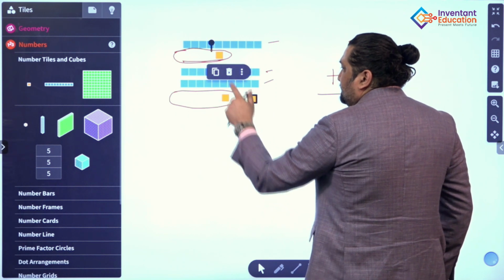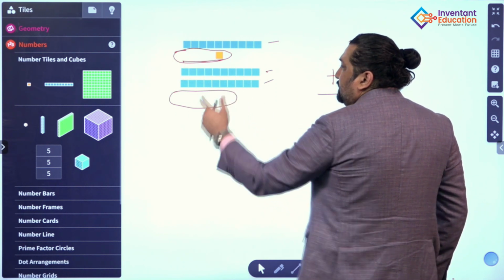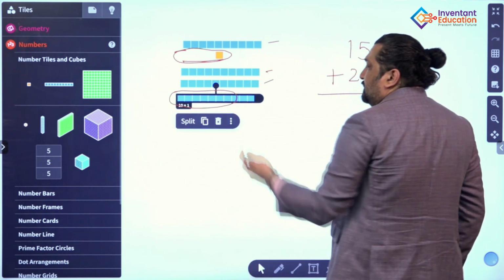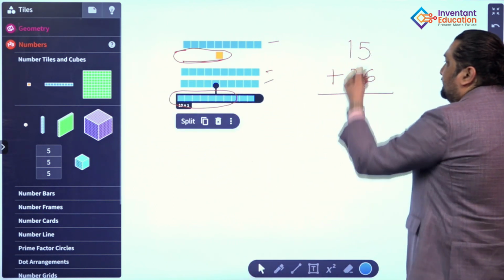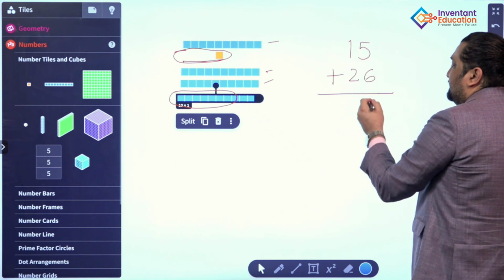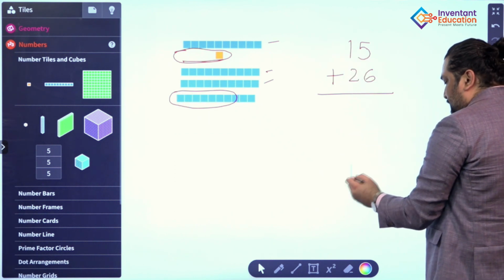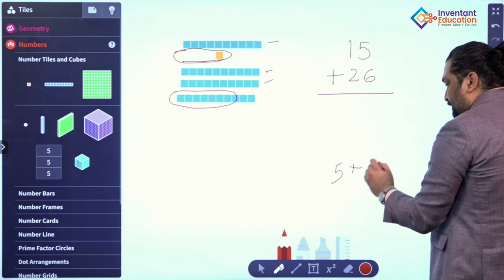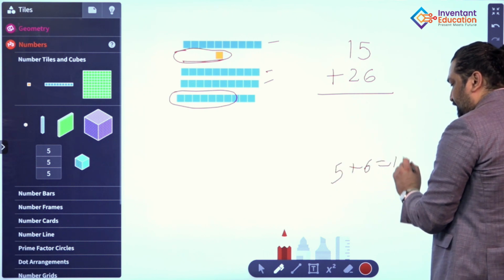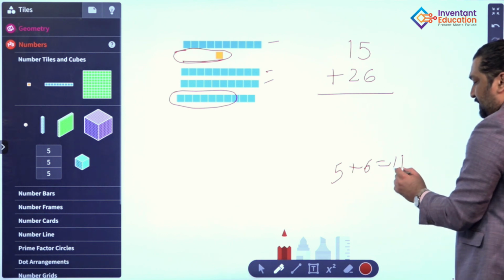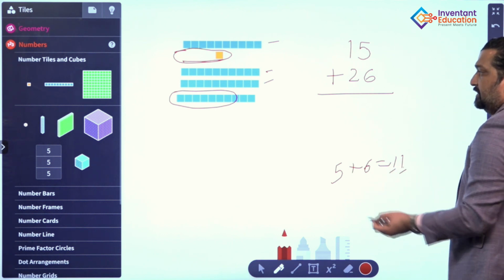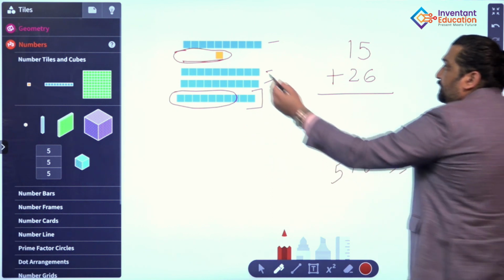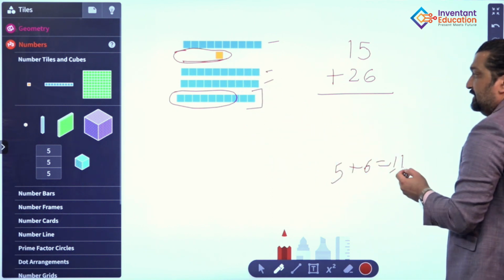I will replace this 10 with a tens block. Now this entire process is done here: 5 plus 6 is 11. So when you say 5 plus 6 equals 11, you have a 10 and a 1. So this is our 10 that we got, and this is our 1 which was left.